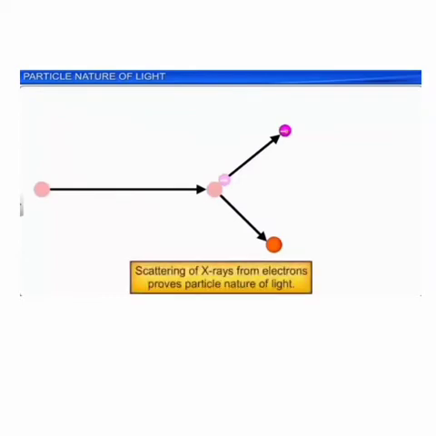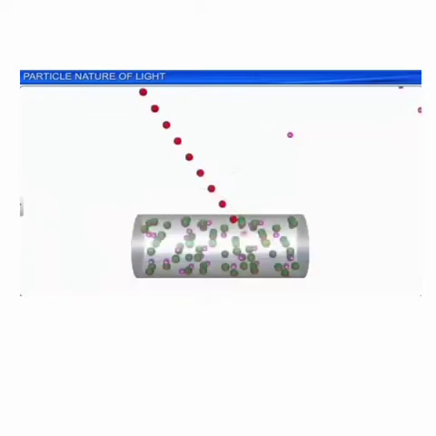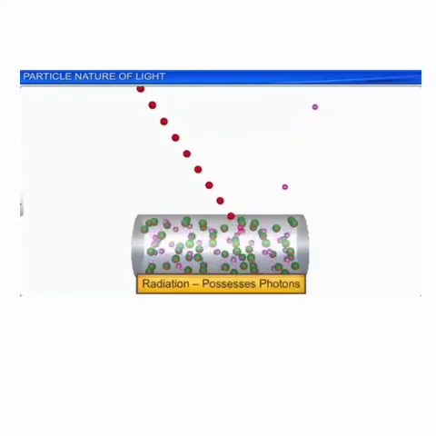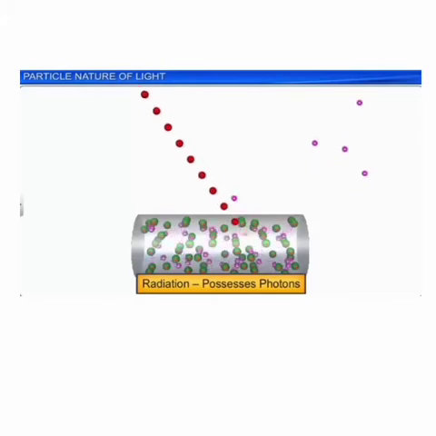In 1924, A. H. Compton proved the particle nature of light with his experiment on scattering of X-rays from electrons. The phenomenon of scattering of X-rays from electrons is called the Compton effect. Let's now summarize the properties of photons. In the interaction of radiation with matter, like in the case of photoelectric effect, it seems as though radiation is made up of particles called photons.